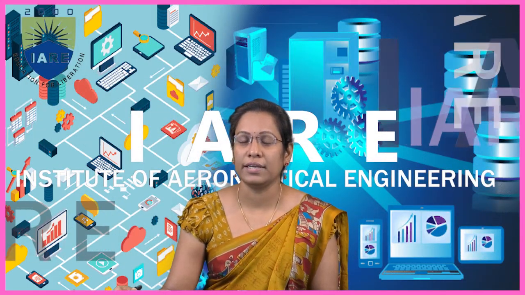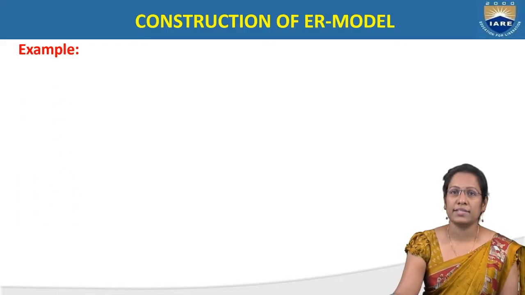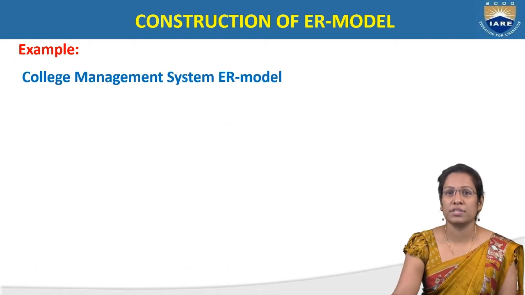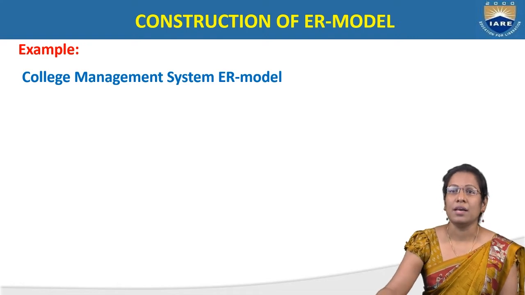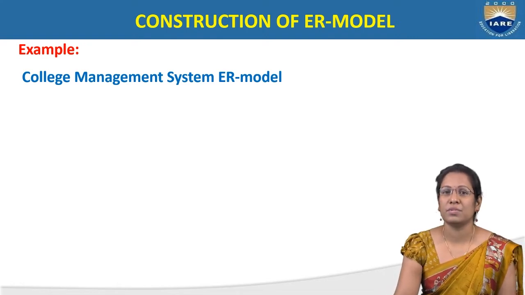Based on that entity, attribute and relationship, now we are going to take some real-time examples and design the ER model, and see how it looks. Now going into the construction of the ER model. The first example I am going to discuss is the college management system ER model. In order to design it, I am going to list out the basic things we require.